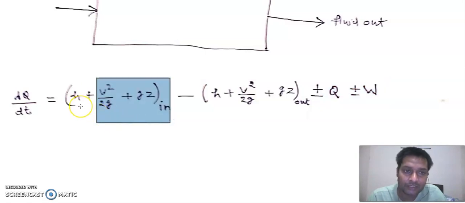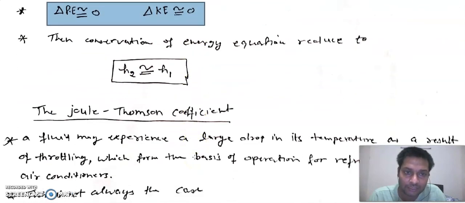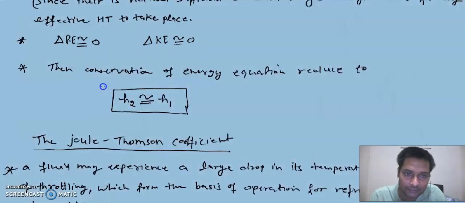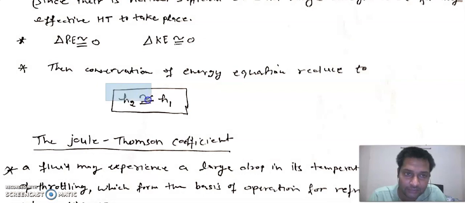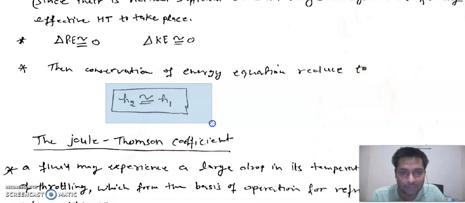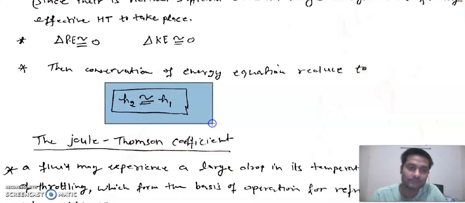So we are left with only two terms, H in and H out, the enthalpy in and enthalpy out. So we finally have only these terms. So in a throttling valve we have H1 equal to H out. It means the enthalpy of the inlet fluid will be equal to the enthalpy of the outlet fluid.